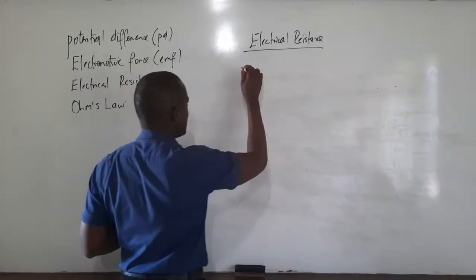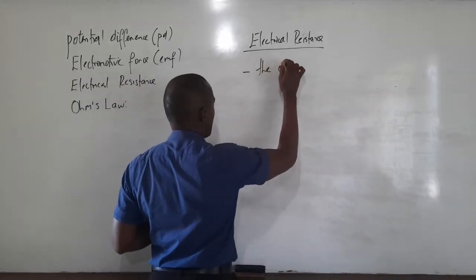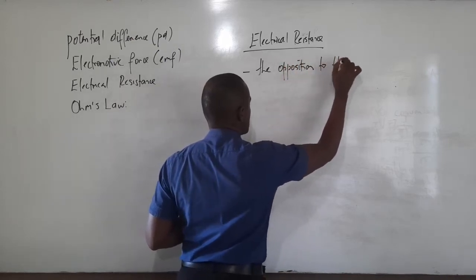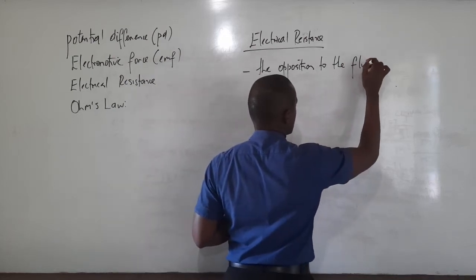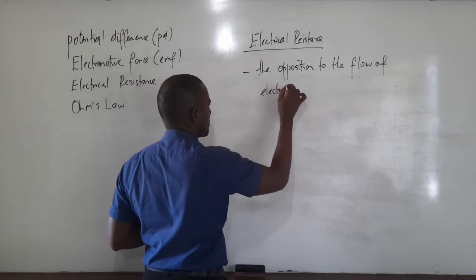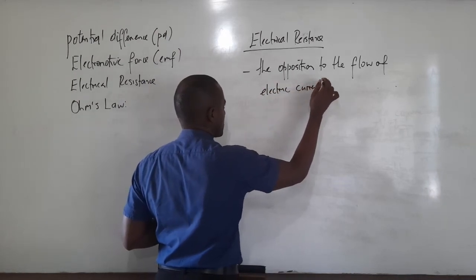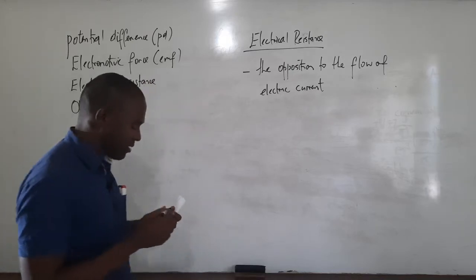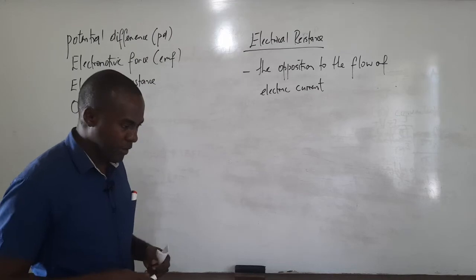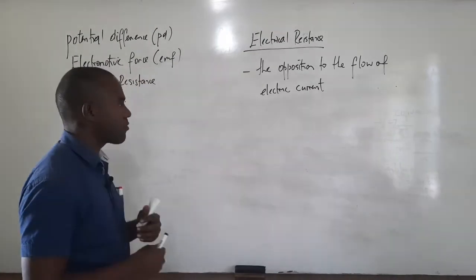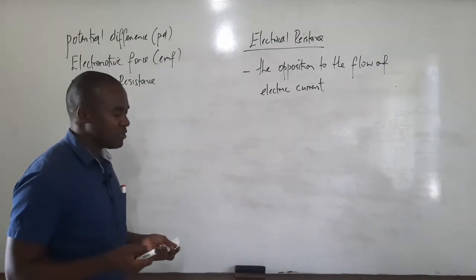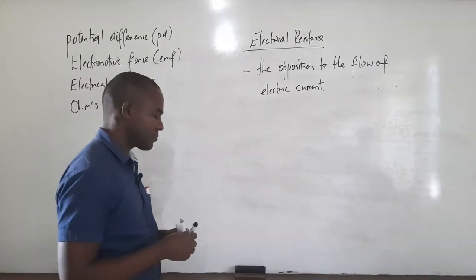So electrical resistance is the opposition to the flow of electric current. Right? So electrical resistance is a measure of the opposition to the flow of electric current. Right? Now let's look at the formula. Of course, it relates electrical resistance to potential difference and current.